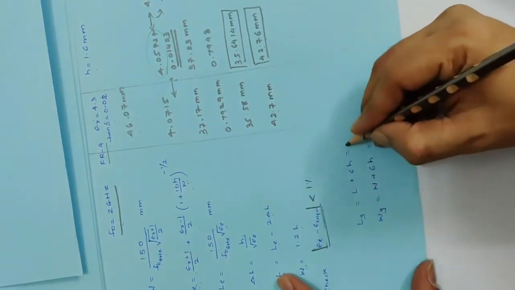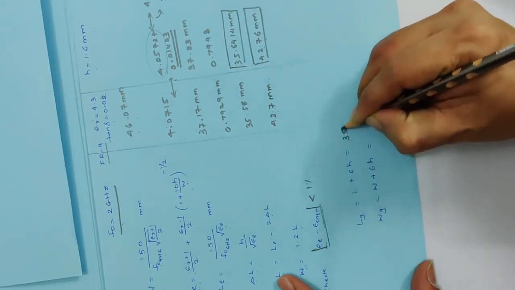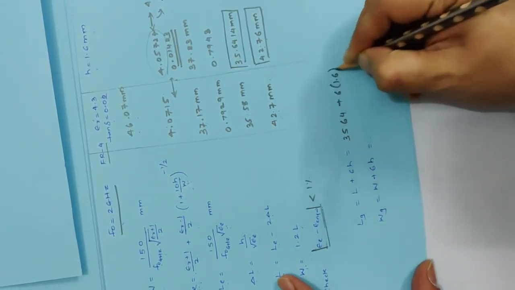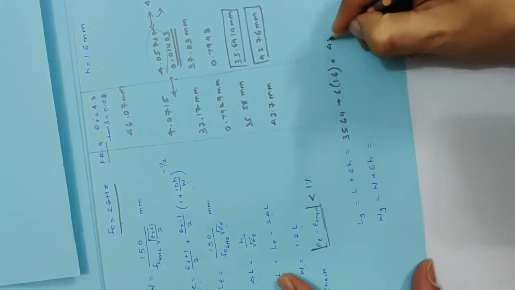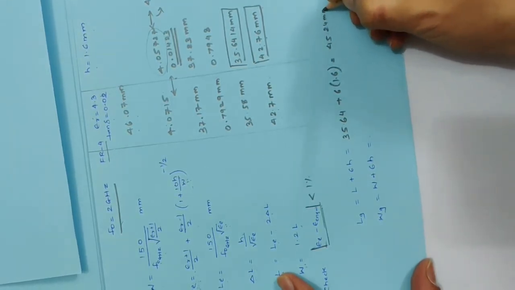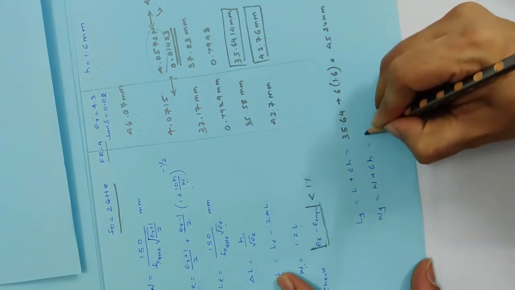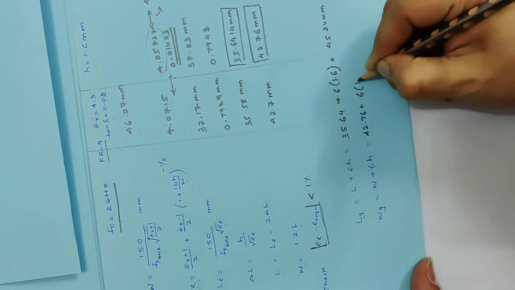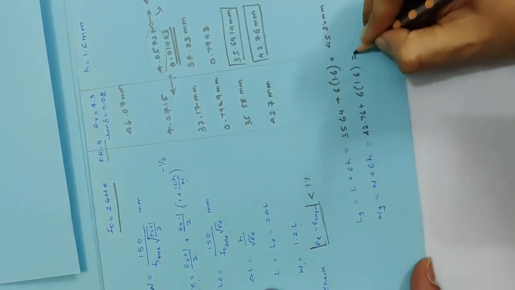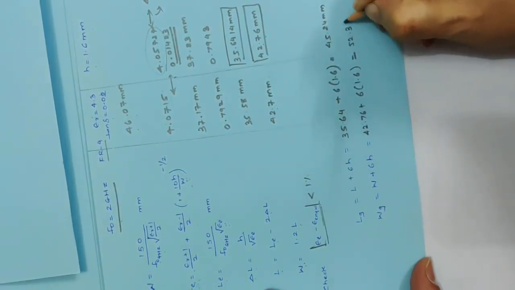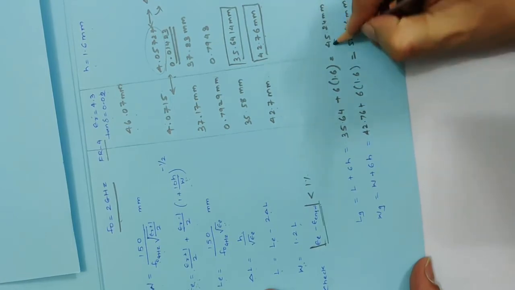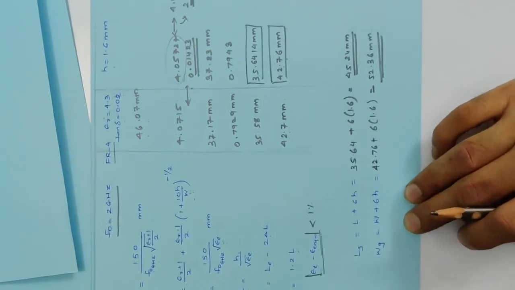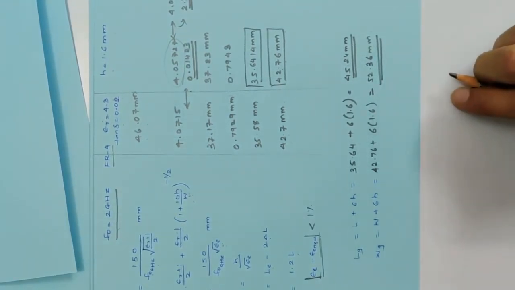So now LG will be turning out to be 35.64 plus 6 times 1.6. So it turns out to be 45.24 mm, and W turns out to be 42.76 plus 6 into 1.6 mm. So this turns out to be 52.36 mm. So we will be using this parameter to design the rectangular microstrip antenna in CST.